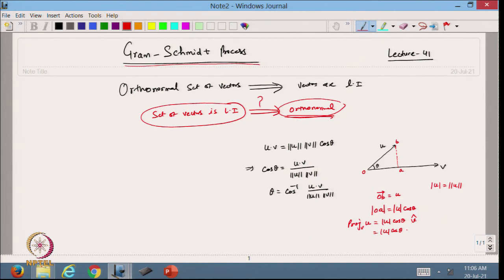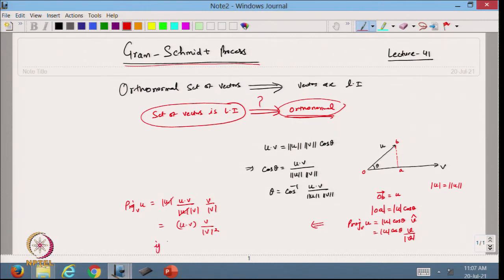Now, this V hat, I know, is equal to V divided by its magnitude. So, I can write the projection of u on V as u times cos theta, and cos theta we already know from here. So, I can write u dot V divided by magnitude u into magnitude V, and this will cancel out. From here it becomes u dot V divided by the length squared of V.